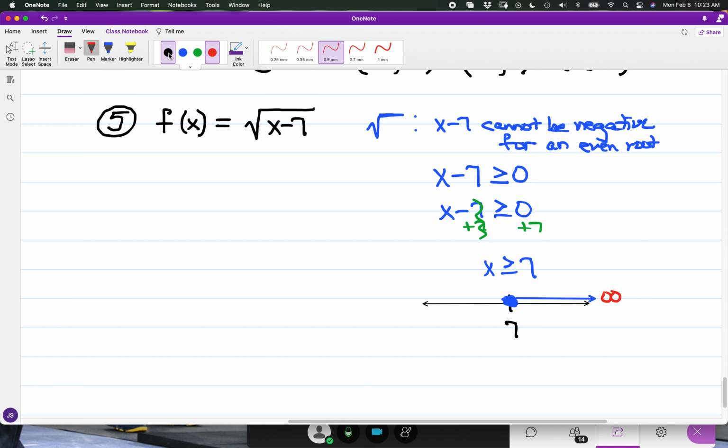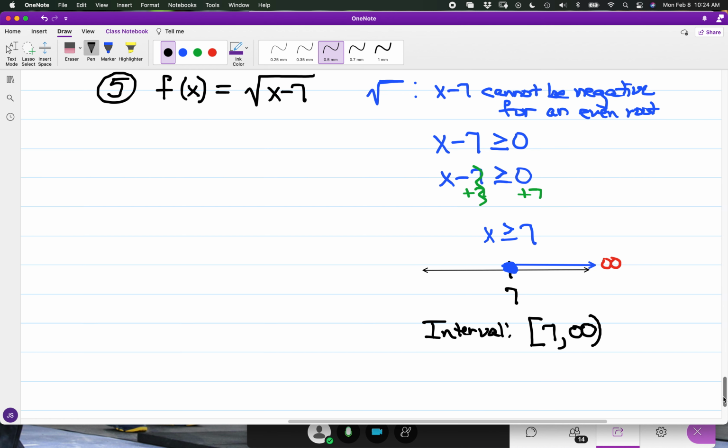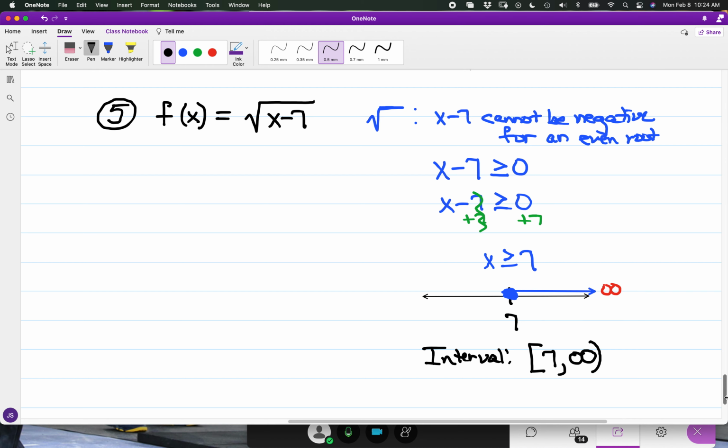So for the interval notation, 7 is included, and so we'll have a bracket around the 7. And again, because infinities are boundless, we have going out to infinity, and we have the parenthesis around the infinity. So this short notation, in comparison to what we just encountered, is going to be the entire interval solution for this particular radical function.